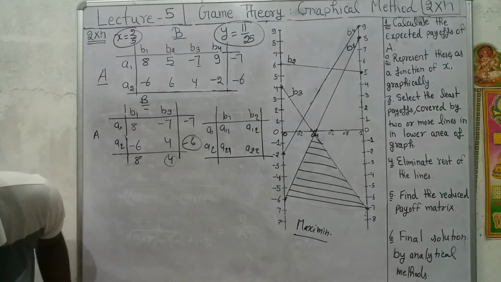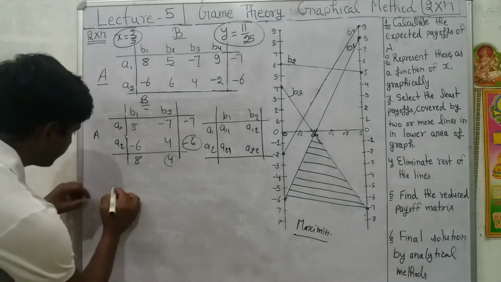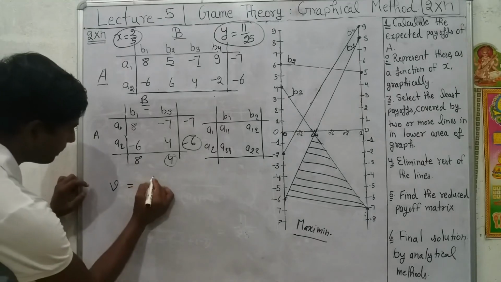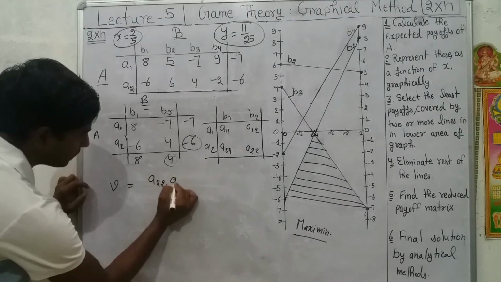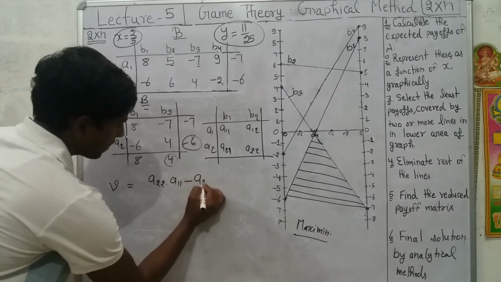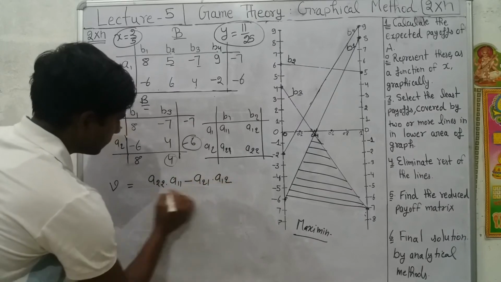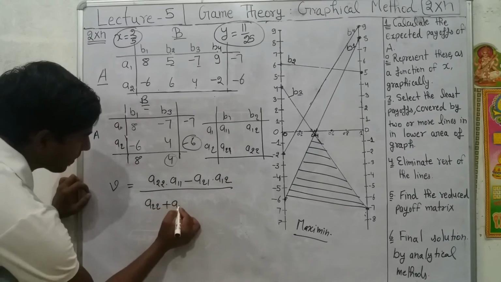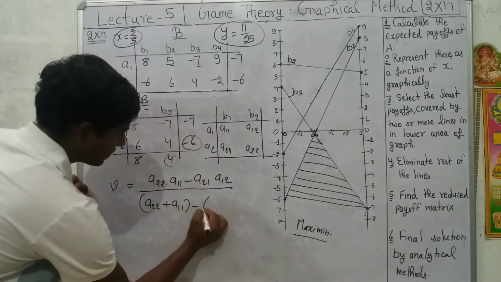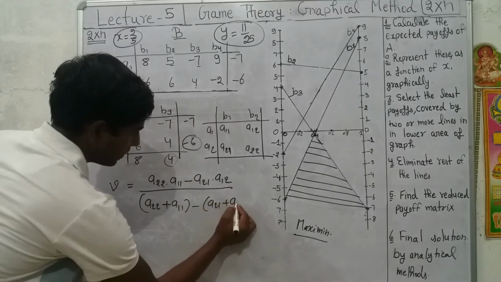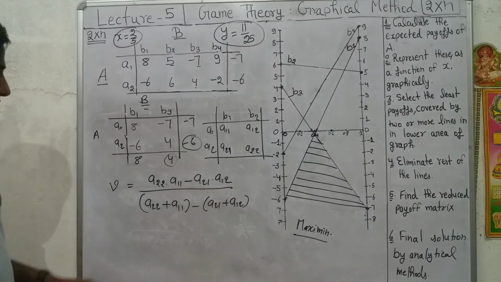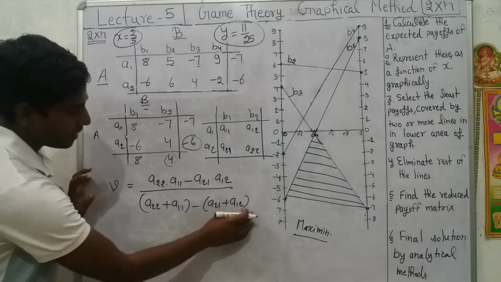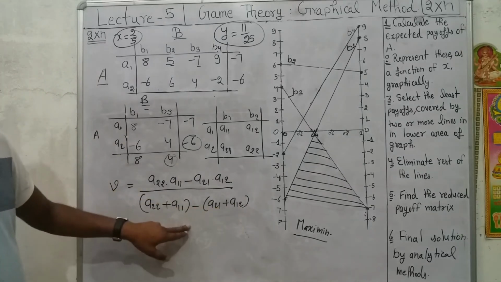And in the end, we need to calculate the value of the game, that is v. So the formula for calculating value of the game would be A22 into A11 minus A21 into A12 divided by A22 plus A11 minus A21 plus A12. So you might have noticed one thing, that in all the formulas the denominator is the same.